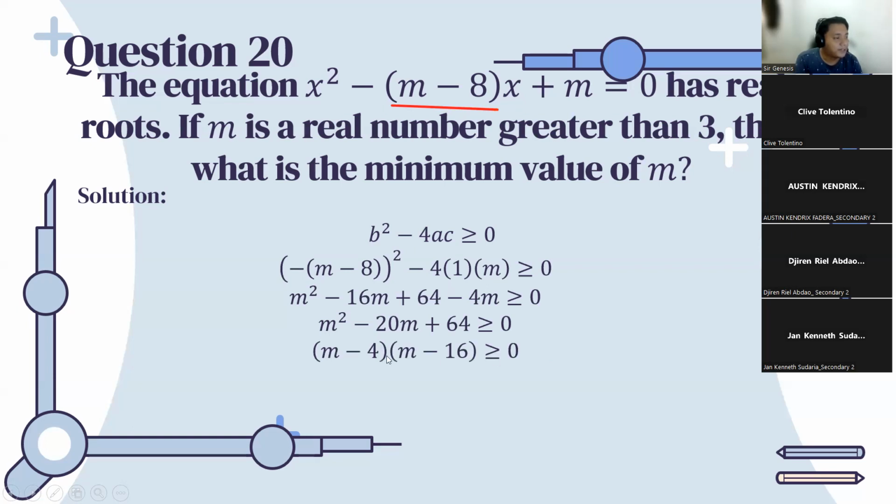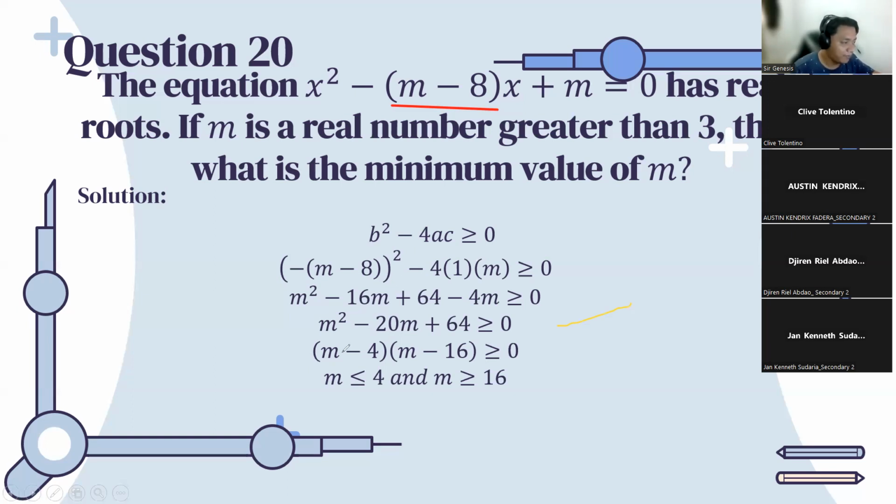So we have two factors, m minus 4 multiplied to m minus 16, which is greater than or equal to 0. And if you were to solve for the values of m, you will have m is less than or equal to 4, and m is greater than or equal to 16. So a quick recap here on how to solve for the values of an inequality is that pick those values that will give you 0.